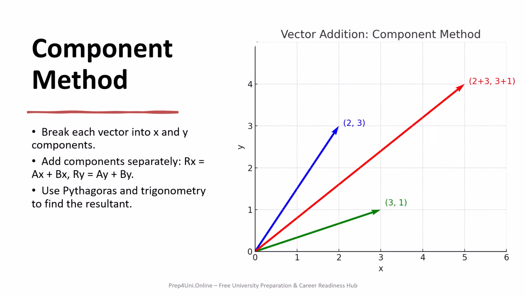The component method is perfect when vectors are at angles. Break each vector into horizontal and vertical components. Then, add the x components together and the y components together. Draw the new vector from the origin to the point defined by the sum of the components. Use the Pythagorean theorem to find the magnitude, and trigonometry to find the angle.